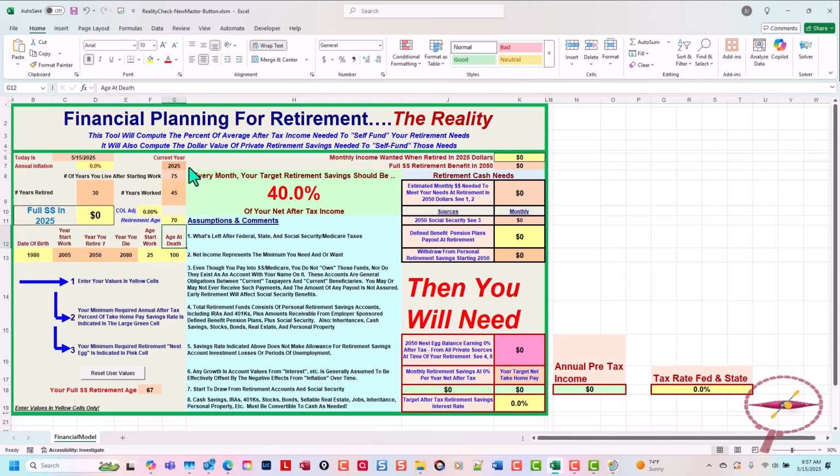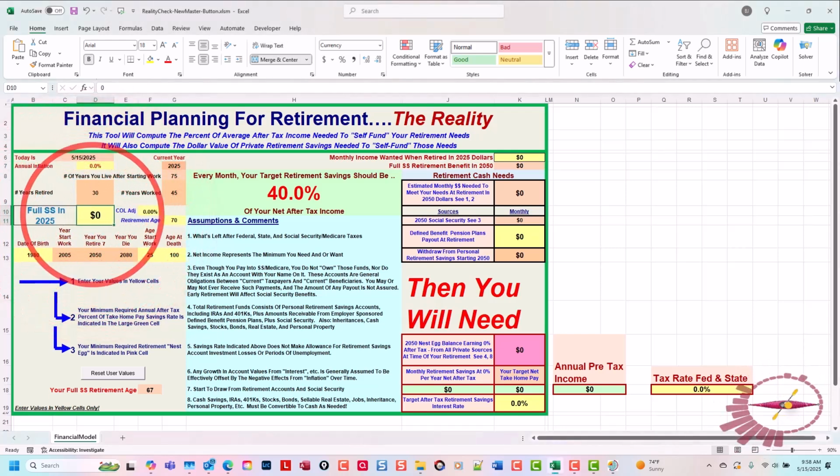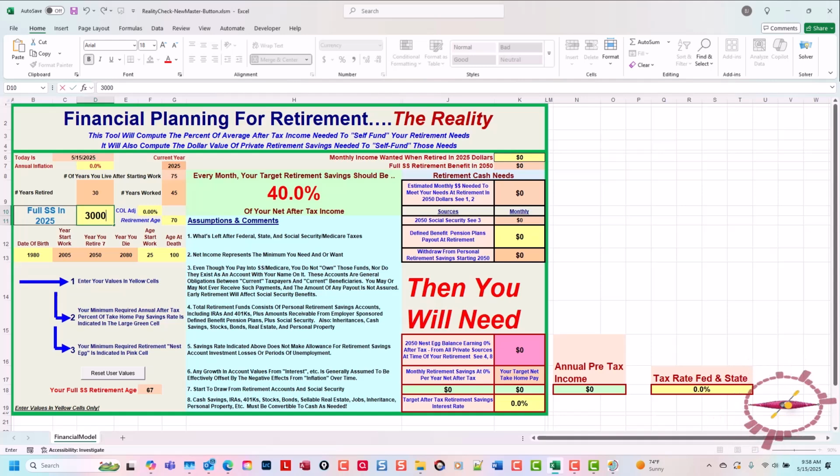Note that at this point, the spreadsheet predicts that the Social Security system would need to accumulate about 40% of our gross earnings in order to fund a retirement for someone retiring at 70 and living to be 100. Let's assume that the full Social Security benefit in 2025, based upon someone who retired at 70 years old, was about $3,000, which is fairly close to accurate.